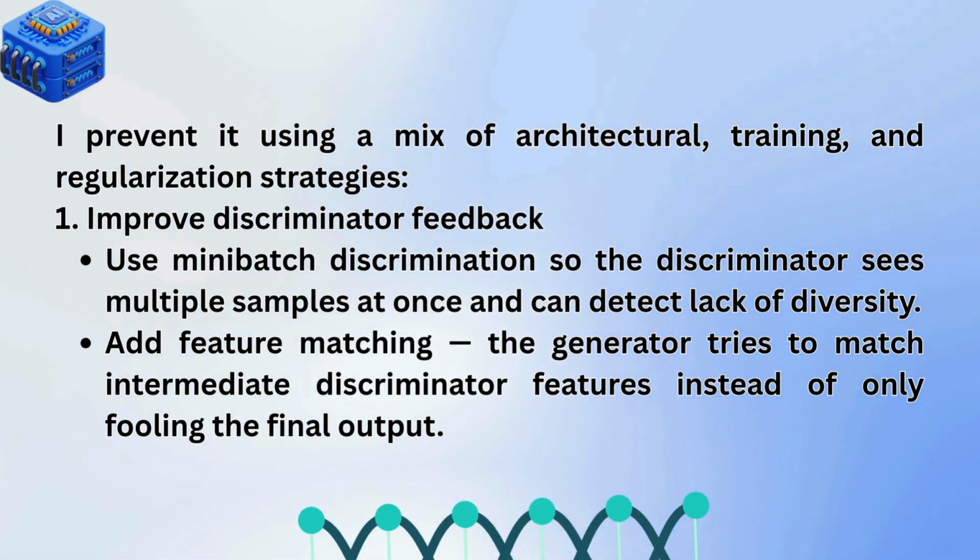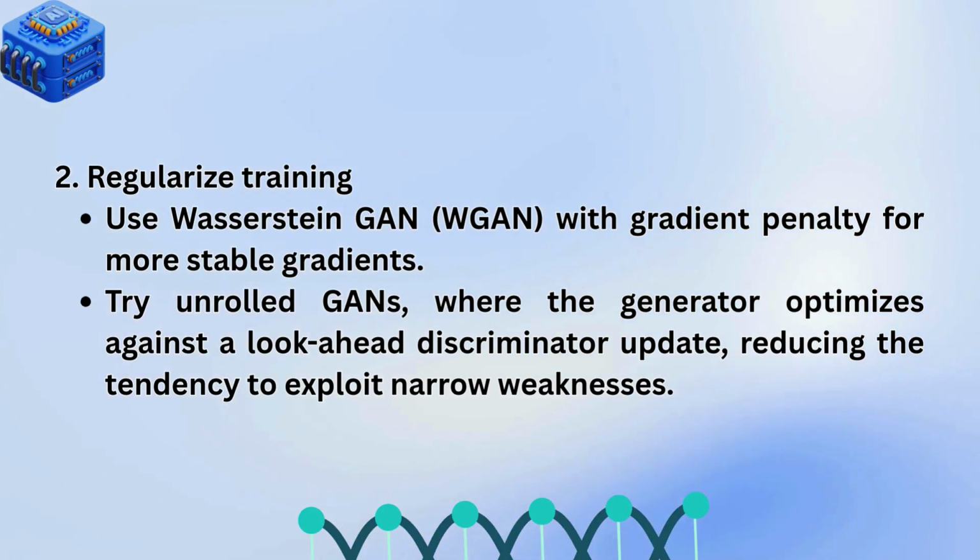1. Improve discriminator feedback. Use mini-batch discrimination so the discriminator sees multiple samples at once and can detect lack of diversity. Add feature matching: the generator tries to match intermediate discriminator features instead of only fooling the final output. 2. Regularize training. Use Wasserstein-GAN, WGAN, with gradient penalty for more stable gradients. Try unrolled GANs, where the generator optimizes against a look-ahead discriminator update, reducing the tendency to exploit narrow weaknesses.